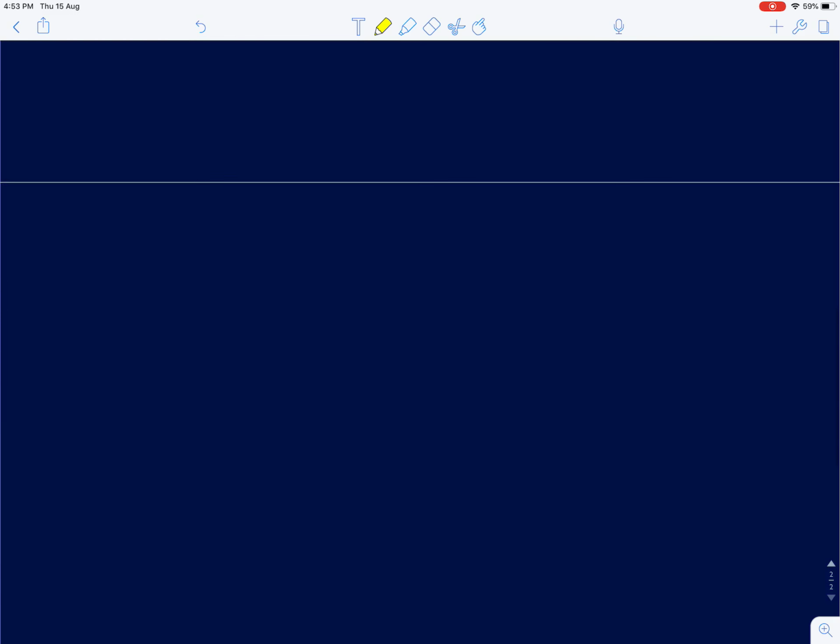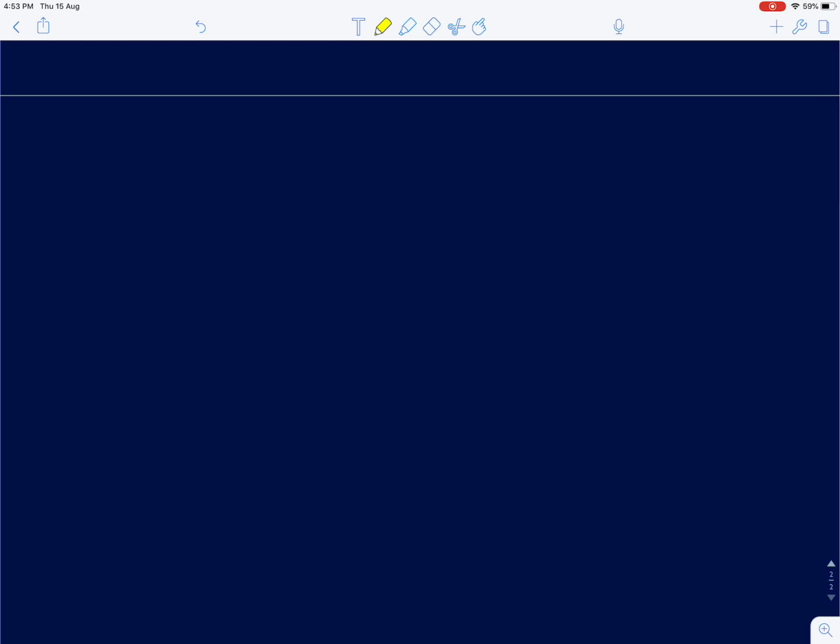Okay, so now I'm going to take slightly more complicated circuits, but nonetheless the procedure to analyze is very similar.